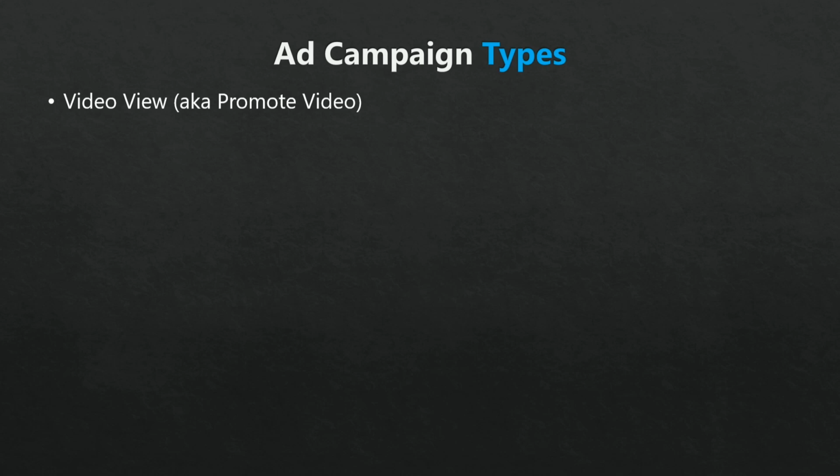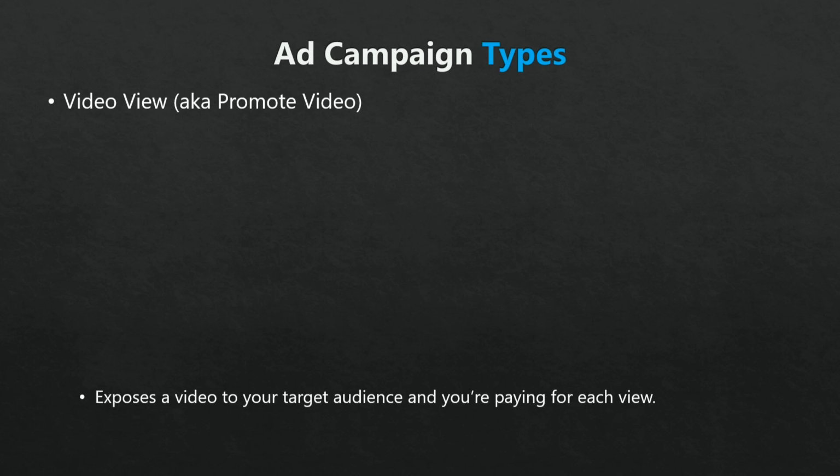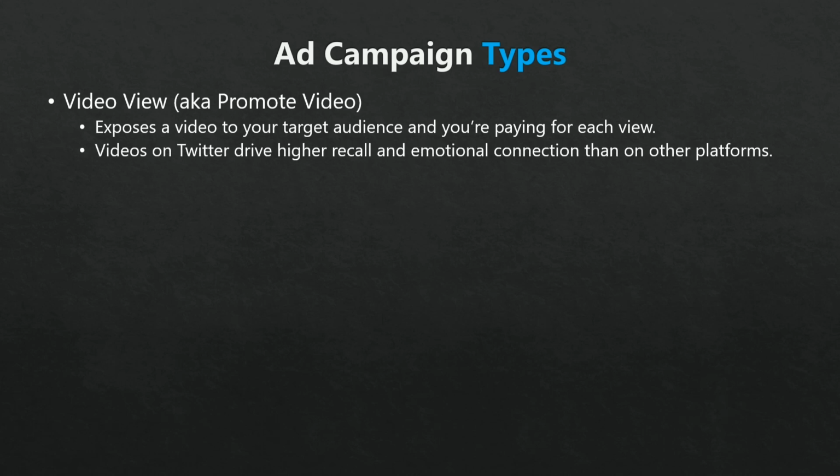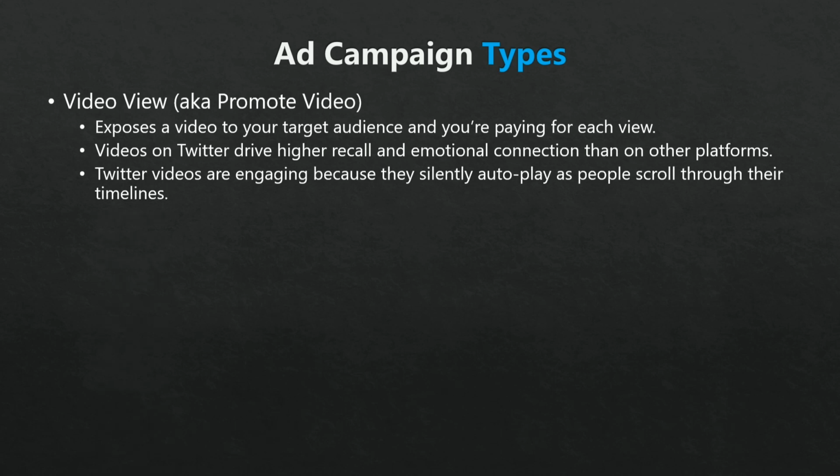After that, there's video views, also known as promoted video. Video view ads are exactly what they sound like. You're exposing your video to as much of your target audience as possible and paying Twitter for each time a person watches that video. This is very powerful, because videos on Twitter are shown to drive the highest recall and emotional connection of any digital platform, according to business.twitter.com. Another recent addition that makes this advertising tool even more powerful is the autoplay feature, which causes your video ad to automatically start playing with no sound as users scroll past it in their timelines. This dramatically boosts interactions and views.